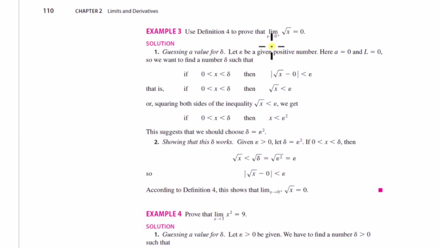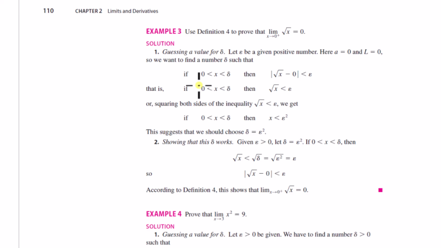Well, it's the same idea. We're going to guess a delta and then prove that the guessed delta value works. But first, we need to state the precise definition of limit inequalities in terms of this specific problem. That's what they do here. That's where we're going to start.